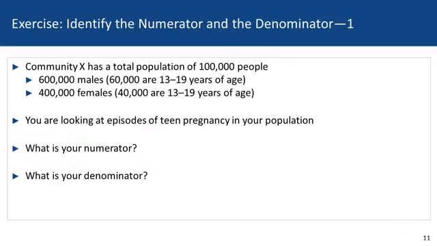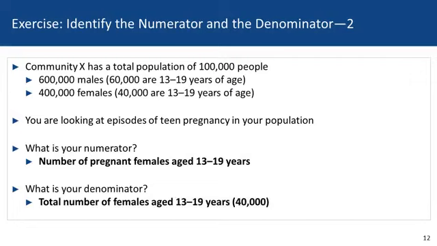So let's take a moment and do this exercise. Consider a fictional community X that has a total population of 100,000 individuals. There are 600,000 males, 60,000 of whom are 13 to 19 years of age, and 400,000 females, 40,000 of whom are 13 to 19 years of age. You are interested in looking at episodes of teen pregnancy in your population. For this question, what is your numerator and what is your denominator?